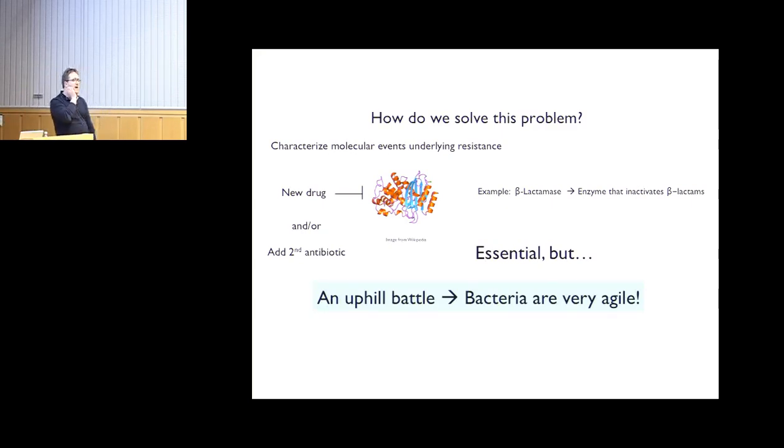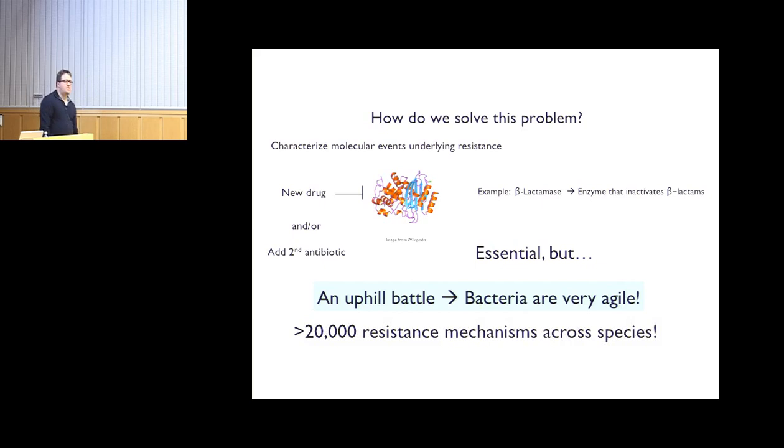The reason it's an uphill battle, as many of you know, is that bacteria are extremely agile genetically. It's estimated there are about 20,000 resistance mechanisms across all species of bacteria. Whenever you use a new drug, bacteria very quickly come up with a way to get around that drug.